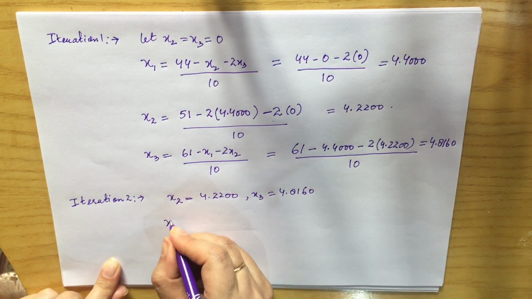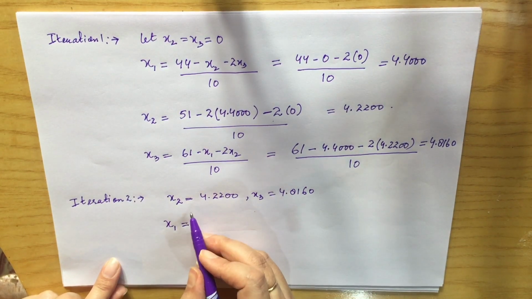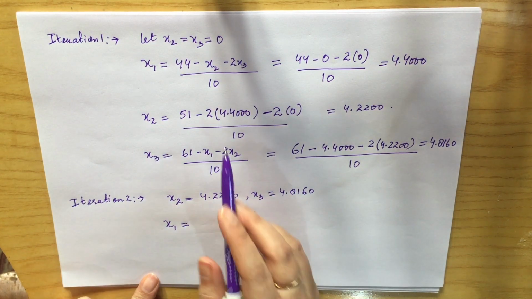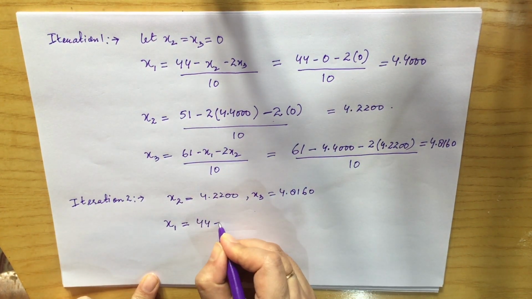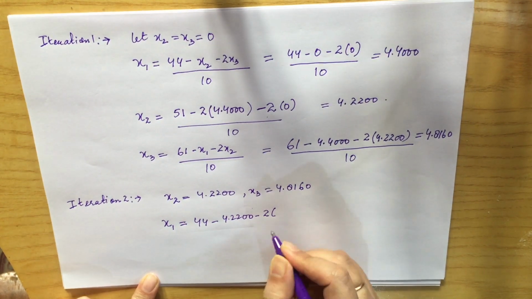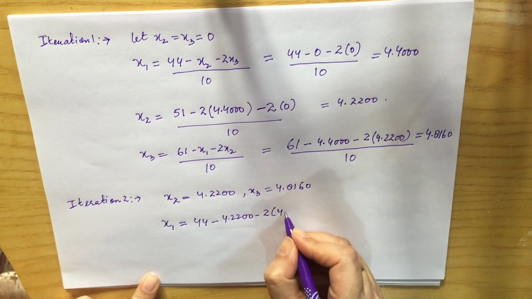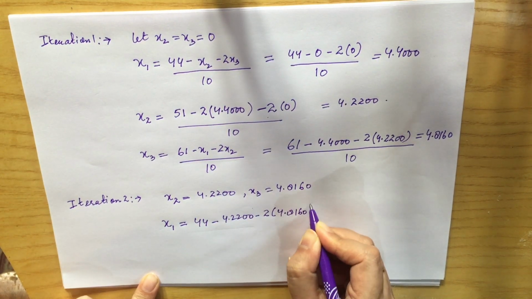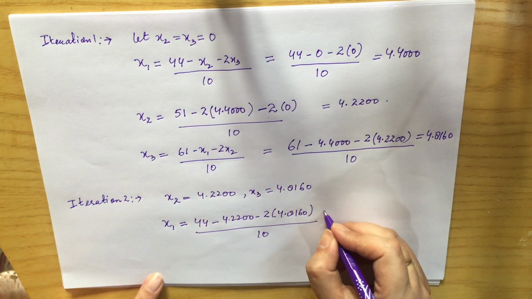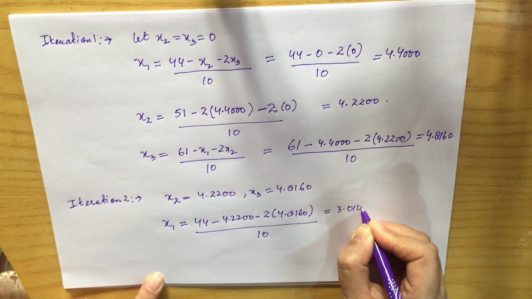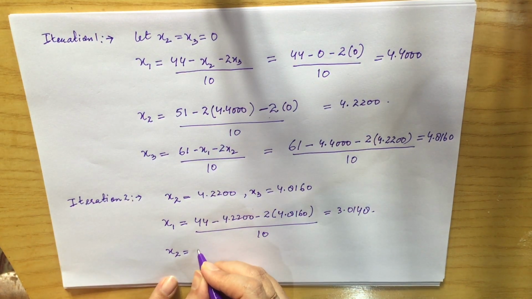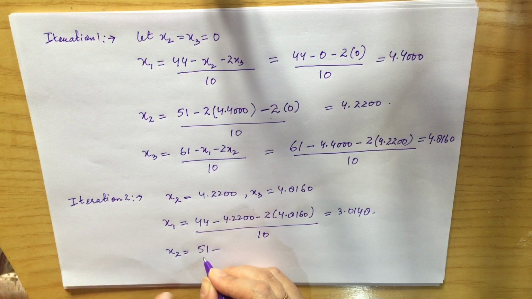Now we will again put the new values of x2 and x3 in this equation. That will be 44 minus 4.2200 minus 2 multiplied by the new value of x3, which is 4.8160, whole divided by 10. So that will be equivalent to 3.0148.